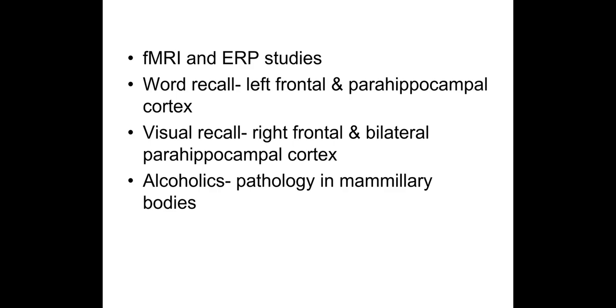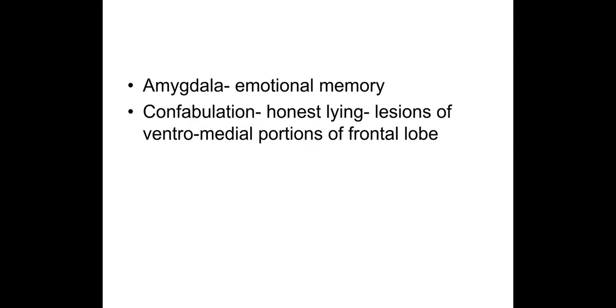In functional MRI (fMRI) studies, word recall takes place in the left frontal and parahippocampal cortex. The visual recall is in the right frontal and bilateral parahippocampal. In alcoholics, there is a pathology in the mammillary bodies of the hypothalamus. The amygdala is concerned with emotional memory. What is confabulation? Some people lie honestly. It is due to lesions in the ventromedial portions of the frontal lobe.